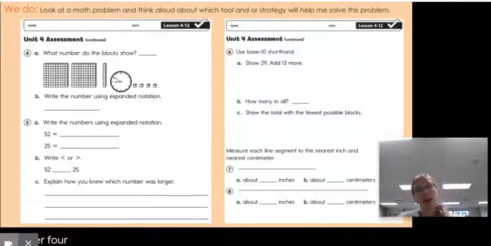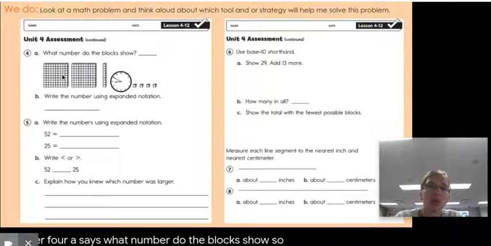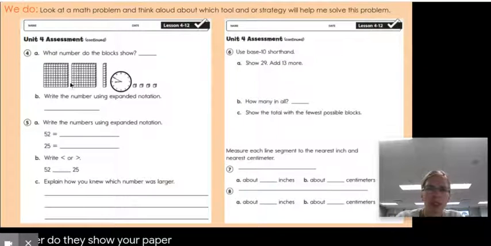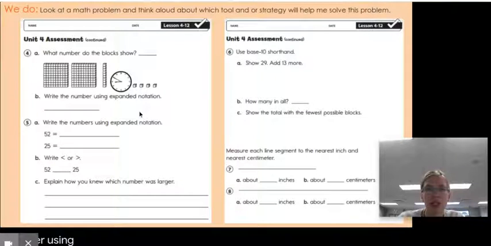Number 4, A says, what number do the blocks show? So look at the blocks. What number do they show? Your paper might look different because there's a random clock here. So look at your paper and do the blocks on your paper, please. B, write the number using expanded notation. So break apart the hundreds, tens, and ones.